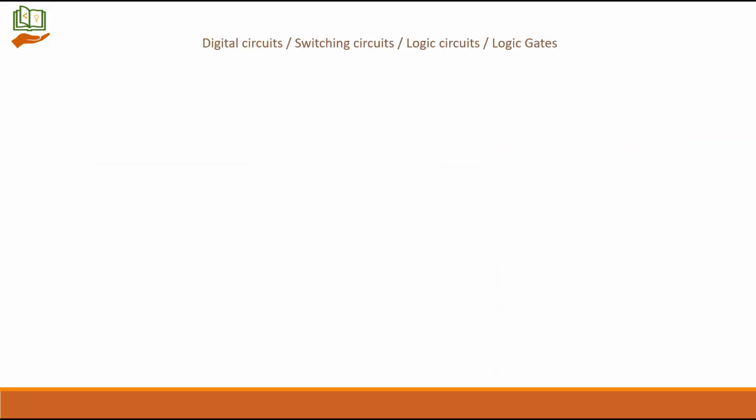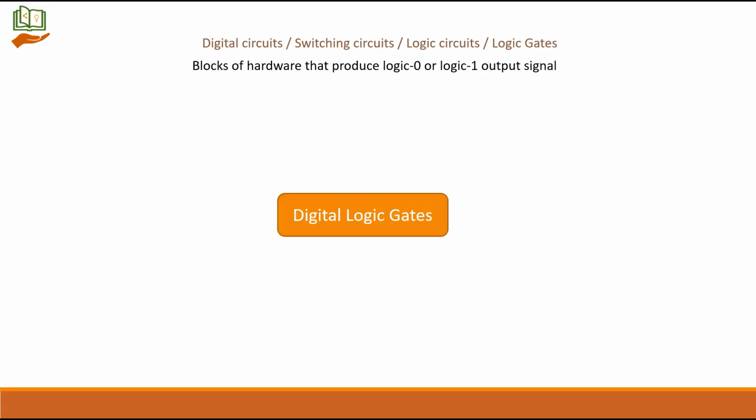Now we are getting into the title of the video. Logic gates, otherwise called logic circuits, otherwise called switching circuits, and otherwise called digital circuits. Okay, what are these circuits or these gates? They are blocks of hardware that produce a logic 0 or logic 1 output signal. So what are the different logic gates that we are going to discuss in this particular video?